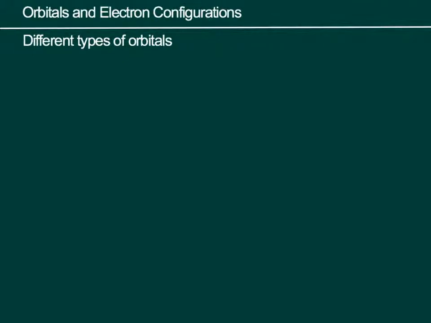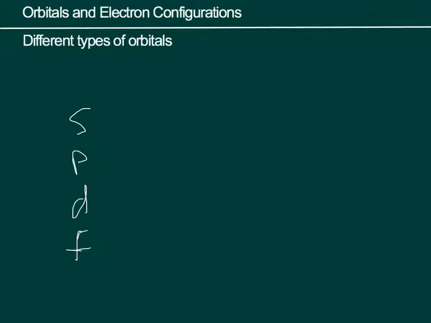Okay, so in this video we're going to talk a little bit about orbitals and electron configurations and how you would do them, as well as a little bit of the details about the orbitals. One thing to remember, before we get into the nitty-gritty details, is that there are 4 different types of orbitals: the s, p, d, and f orbitals. One of the things to remember about these is that each orbital will hold 2 electrons.